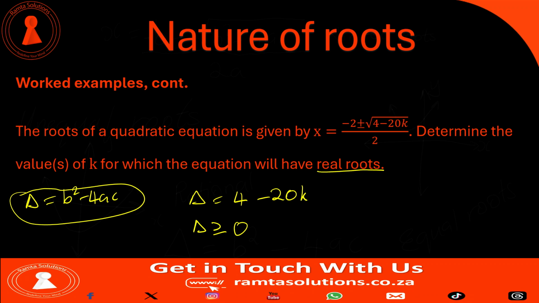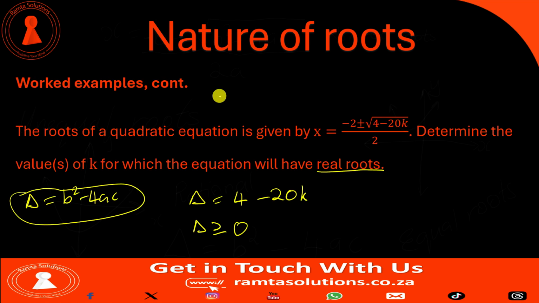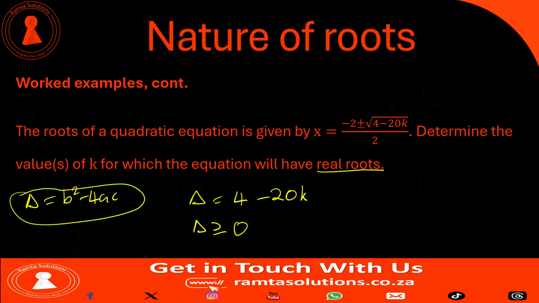Right, let's go now. What are we saying? We are saying 4 minus 20k is greater than or equal to 0. Now, minus 20k is greater than or equal to -4. Dividing throughout by -20 will be k is less than or equal to 1 over 5.